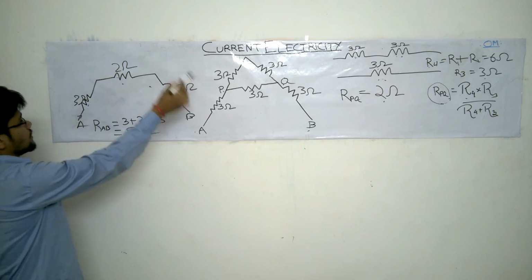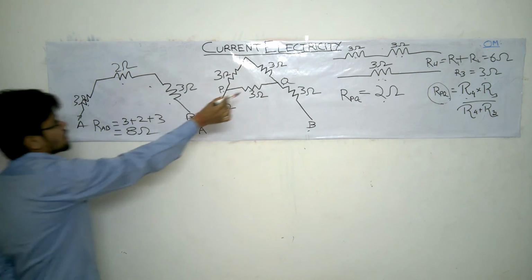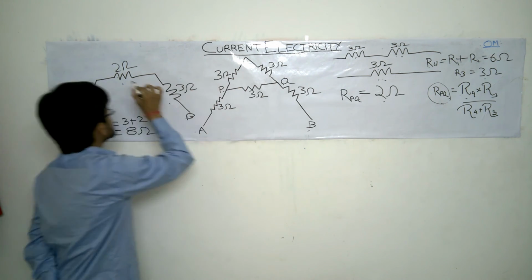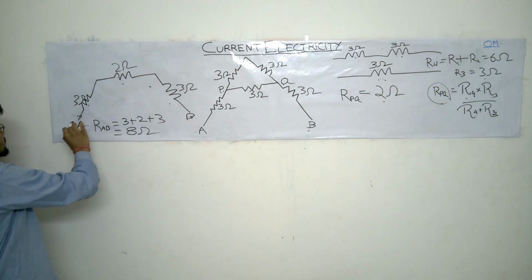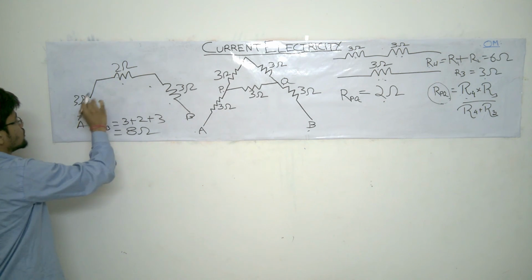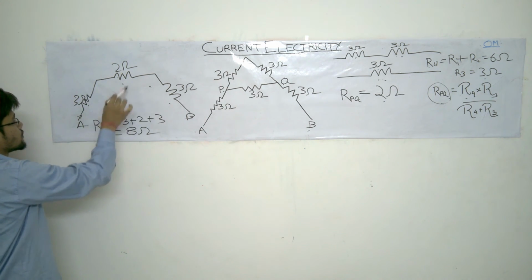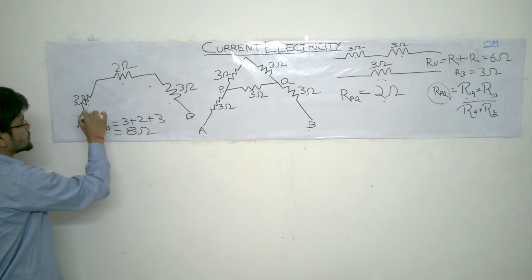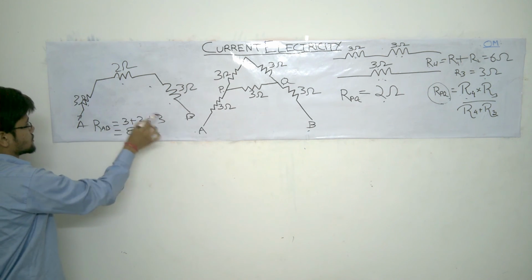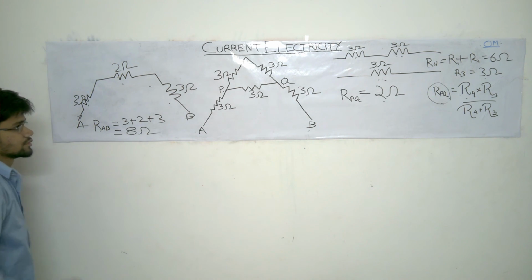From here, we again redraw this circuit. We know this equivalent resistance, which is 2 ohm. Now, as the current will pass through this, all the 3 resistors will have the same current, therefore they are in series. We'll just add these 3 resistors' values. What will we get? 8. This was our answer.